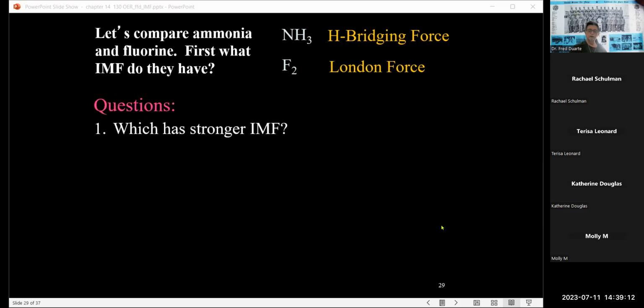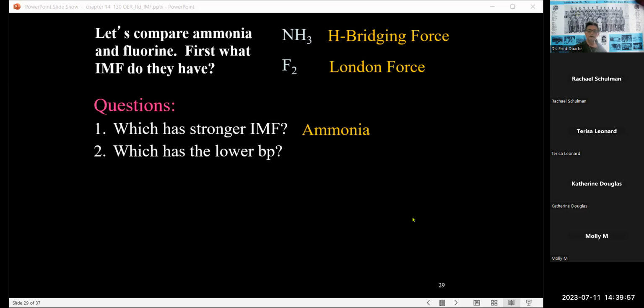Okay, question. Number one, who has the stronger IMF, ammonia or fluorine? What do you think? Ammonia, exactly. Ammonia has a higher IMF, which, keep in the back of your mind when you look at the other species with London forces, also suggests that ammonia would have a higher boiling point, because it has a stronger IMF.